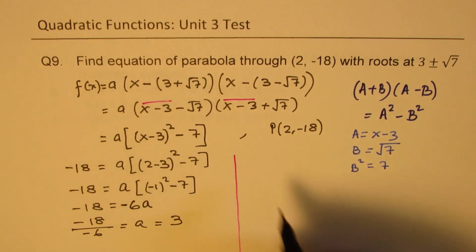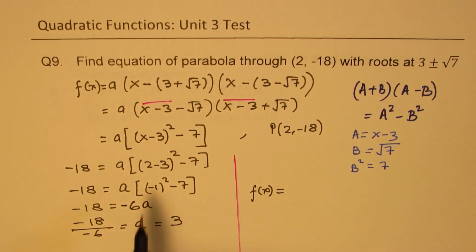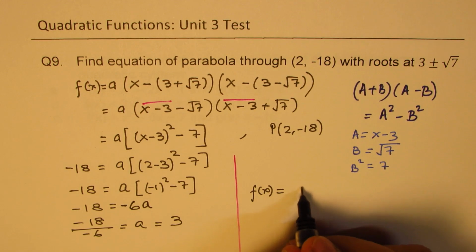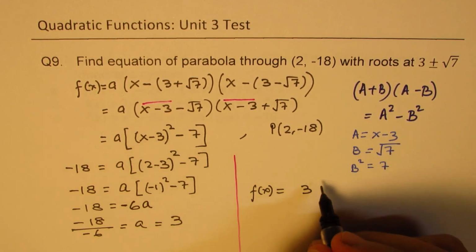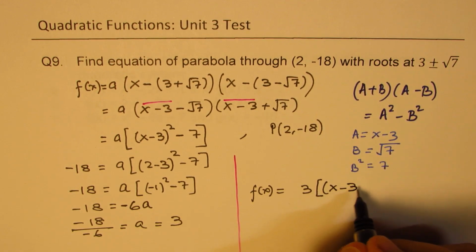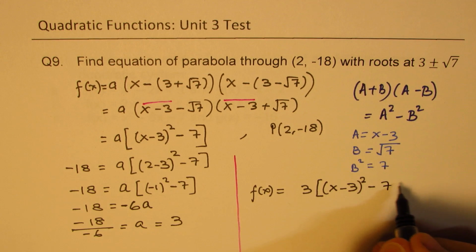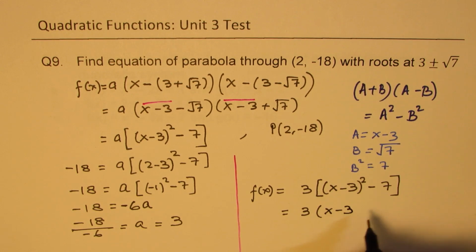So the equation of the parabola f of x is basically equal to, so we got the value of a now, we'll substitute here, 3 times all this, right? So 3 times, within bracket, we have x minus 3 whole square minus 7, right? So we can open the bracket and write this as 3 times x minus 3 whole square minus 21, right?